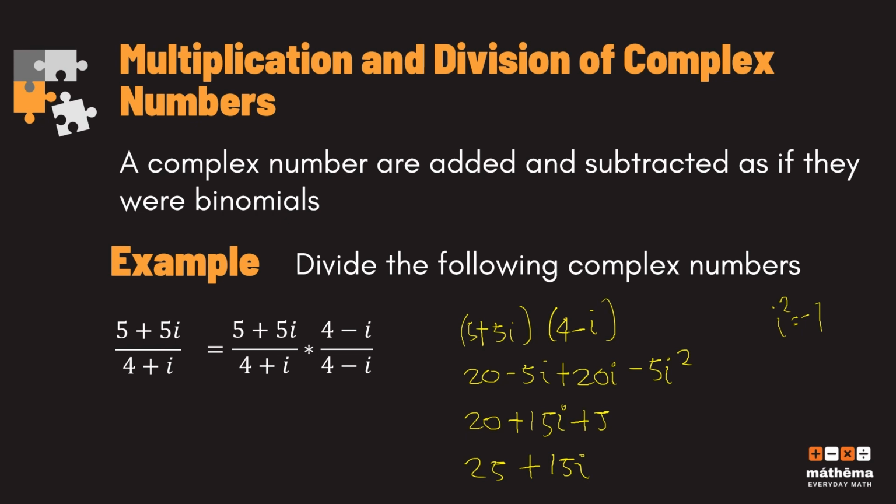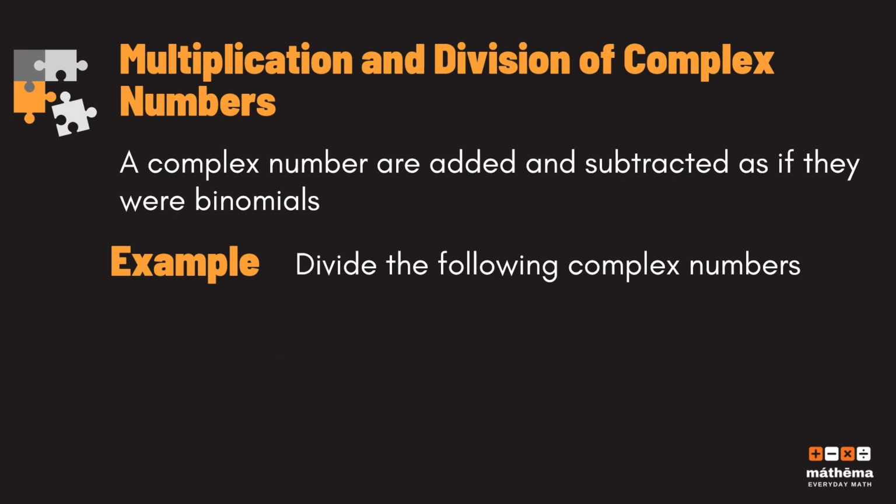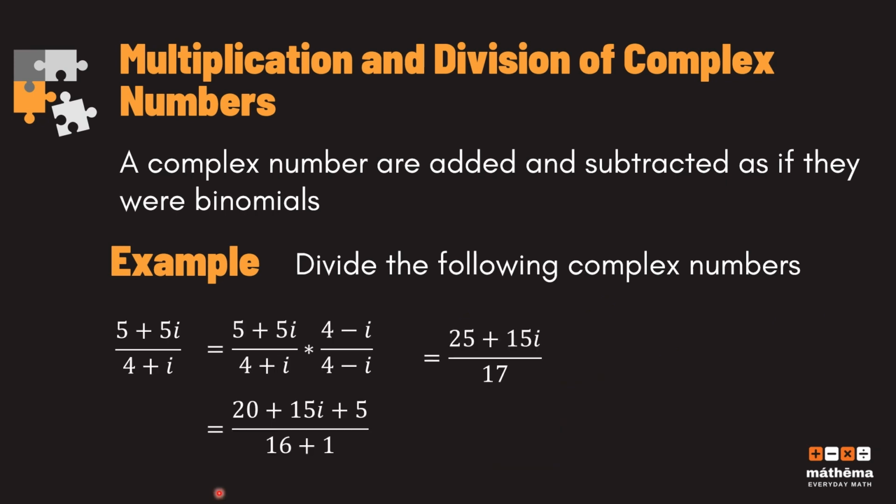Then, the same as what we did earlier, our denominator will be 16 plus 1, or simply 17. So again, the expression is 25 plus 15i over 17. Converting into standard form, we get 25 over 17 plus 15 over 17i. And this will be our final answer.